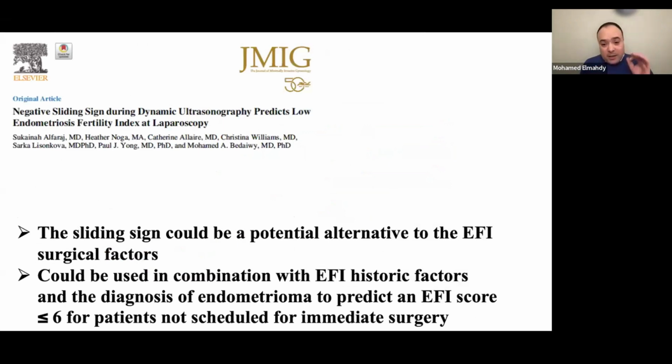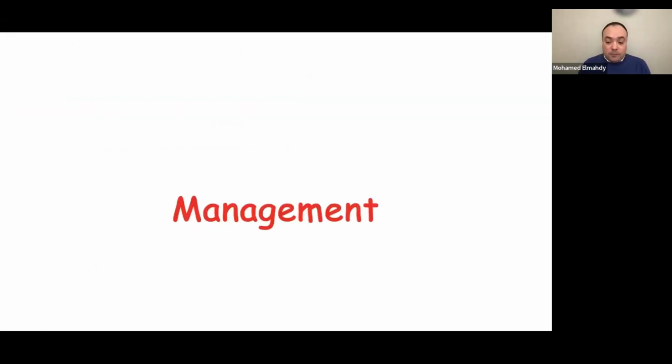Also, the sliding test has a good probability and predictivity for pregnancy. If you have a negative sliding test with endometrioma plus endometriosis fertility index historical factors, you can diagnose a case with a score less than 6 and decreased probability for natural pregnancy.